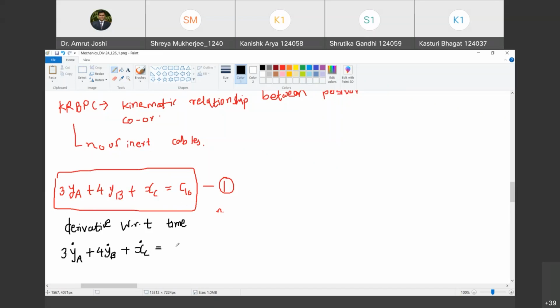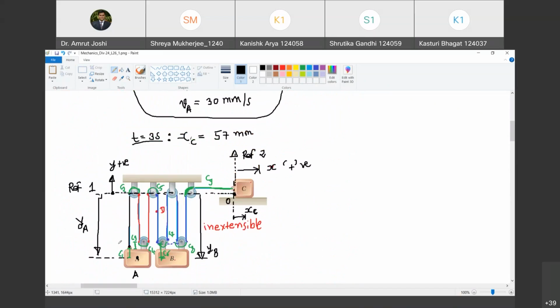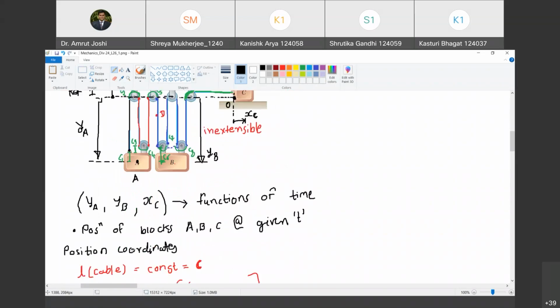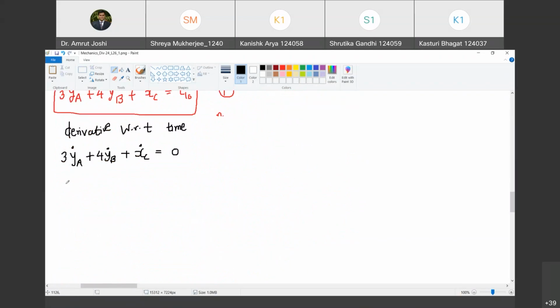Differentiation of a constant with reference to time is 0. Do you agree with me? Yes, sir. Now, what is YA dot? YA dot is differentiation of position of block A with reference to time. So, can I call it as velocity? Yes, sir. So, therefore, what is the expression that we get? 3 times velocity of block A plus 4 times velocity of block B plus 1 times velocity of block C. This must be equal to 0. Are you with me? Yes, sir.